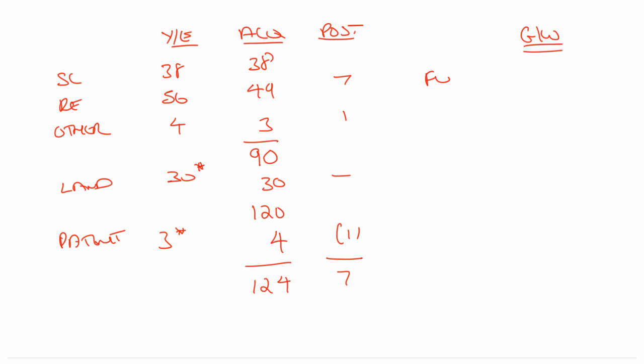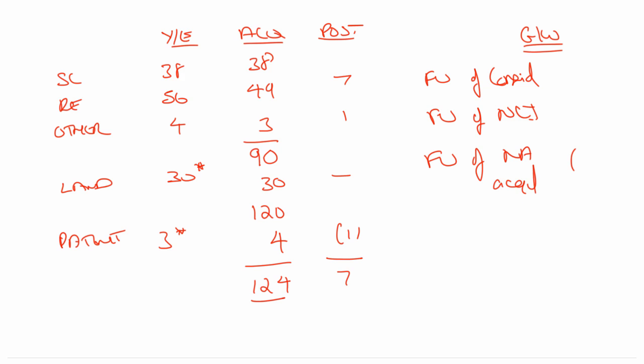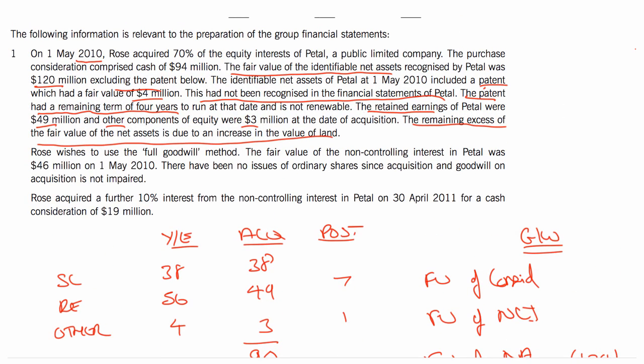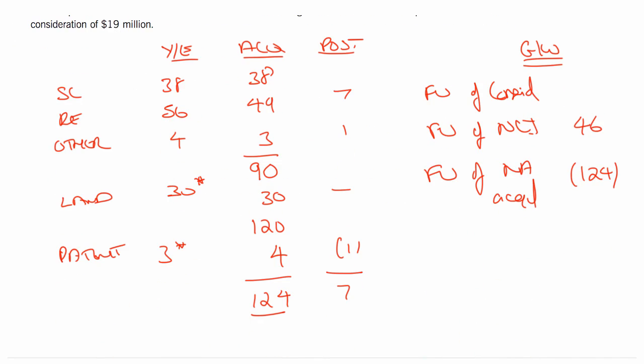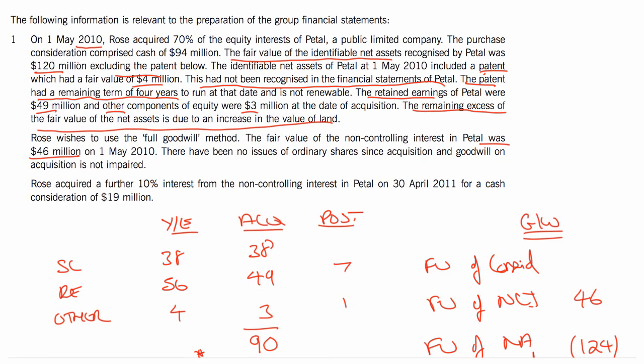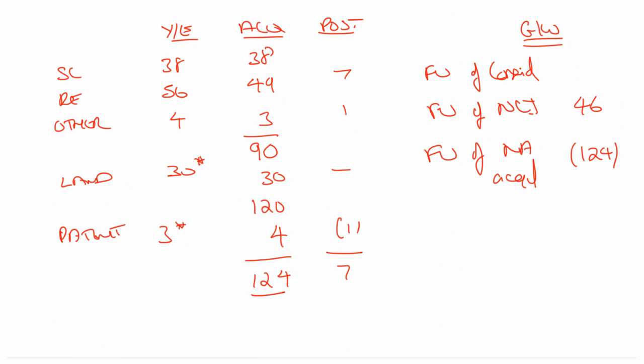So, goodwill: fair value of consideration, fair value of NCI, fair value of net assets acquired, and that's the one that I know so far, because I've just worked it out to be 1, 2, 4. Fair value of NCI, he tells me, doesn't he? So that must be in here somewhere. It was 46. So fair value of NCI 46. Then I just need to know what I paid for it. We comprised cash of 94. Add all that down, and I get goodwill of 16.